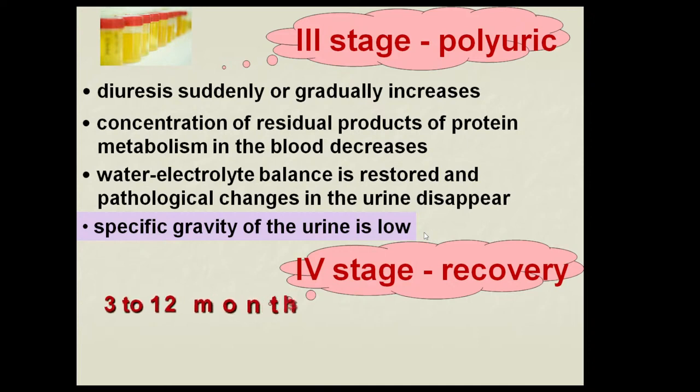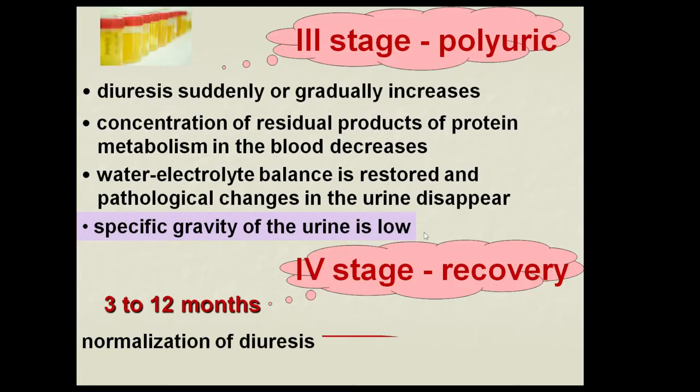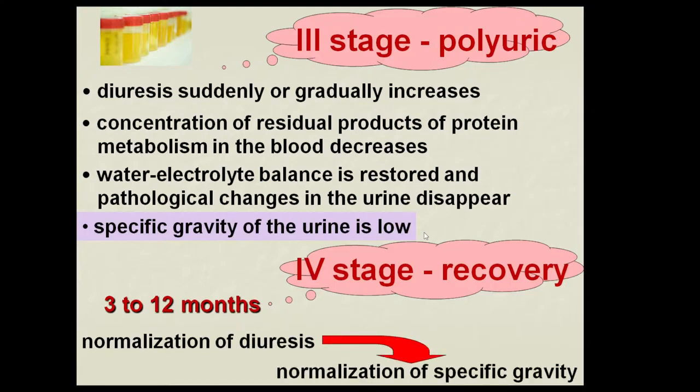The patient goes to the final, fourth recovery stage, which can last from 3 to 12 months. We will wait for normalization of specific gravity. The patient will be discharged from the hospital with normalized diuresis but low specific gravity, and we will wait up to 1 year for normalization of specific gravity. If not, acute renal failure is transformed into chronic renal failure and chronic kidney disease.